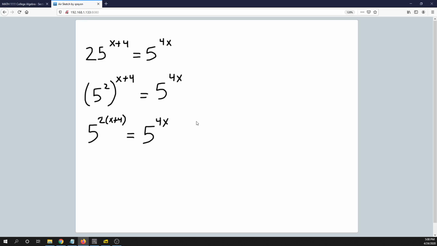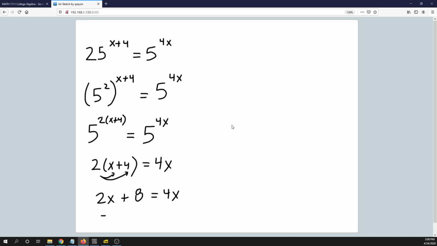Okay, and now you can see that I'm in the situation from the previous example where the base on either side is exactly the same. So we know that the only way that can occur is if the exponents are equal to each other. So that allows us to simplify this equation to an equation just involving these exponents. Okay. All right, and then we would just solve that like we normally would. Distribute that 2 through the parentheses. Get 2x plus 8 equals 4x.